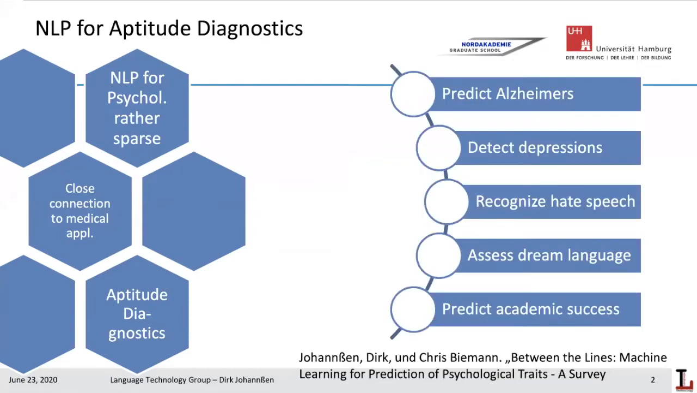The most prominently researched applications are the prediction of Alzheimer's, depression detection, hate speech detection, the assessment of dream language, and the prediction of academic success. All those fields share some similar data sources, approaches, and findings, though. Thus, the work on this task could not only advance aptitude diagnostics, but also shed light on some medical issues as well.